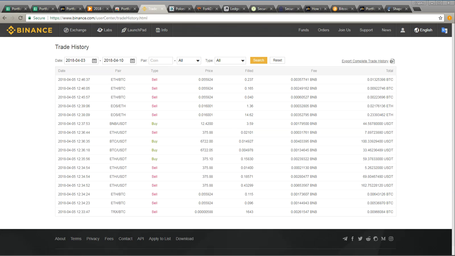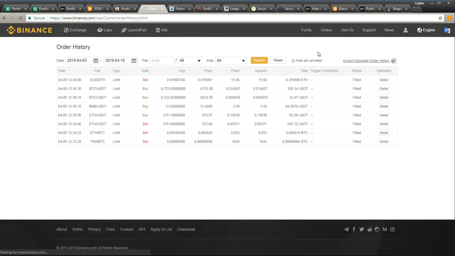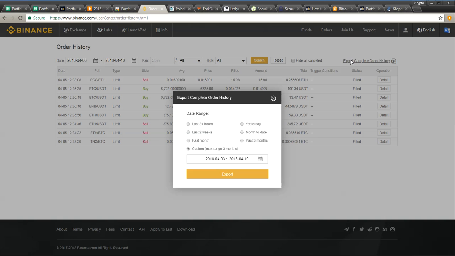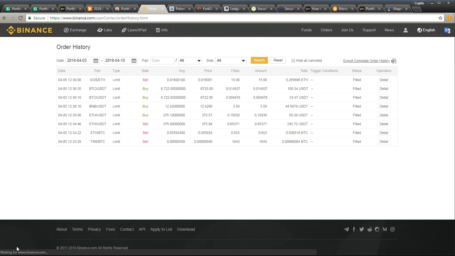Okay, so now let's look at some trade data. If we go to Binance and click on order history, I like the order history better than the trade history because it will summarize a bunch of trades into a single trade, the same thing that the coin consolidator tool does. So you just go to orders, order history, and click export complete order history. This only exports 3 months at a time, so you may have to export a few sheets to build your entire database. You click that, it will pop up below.